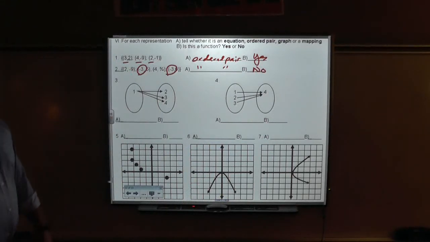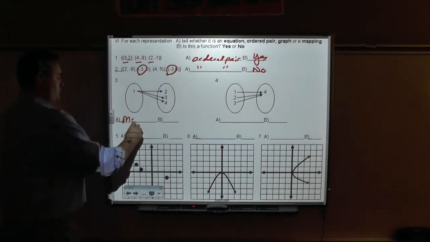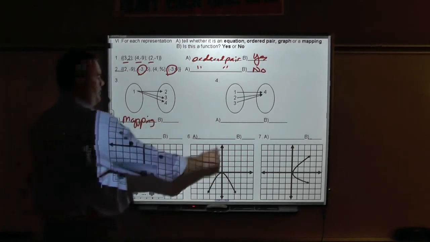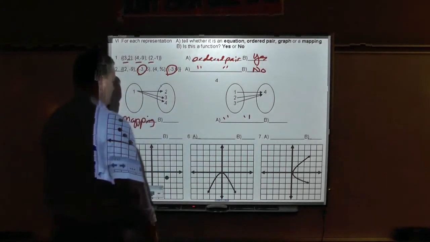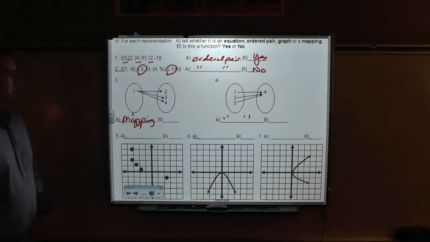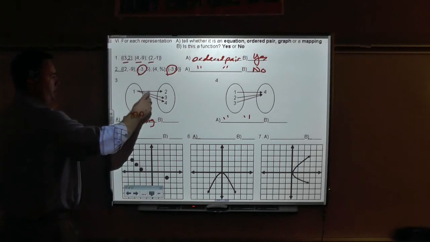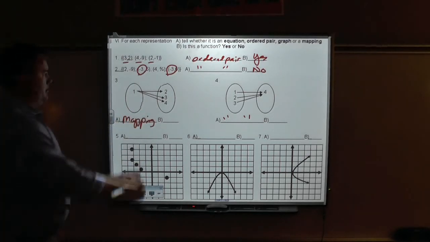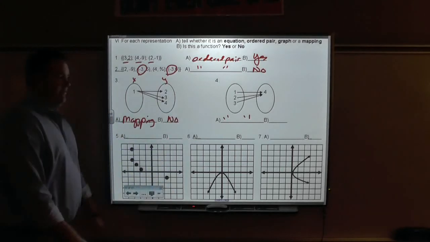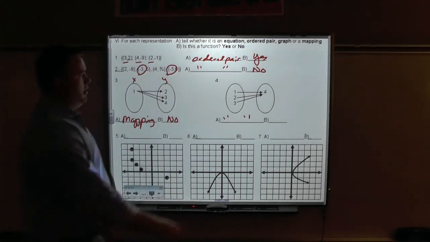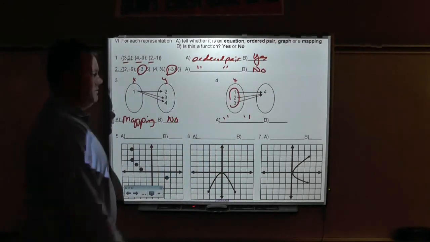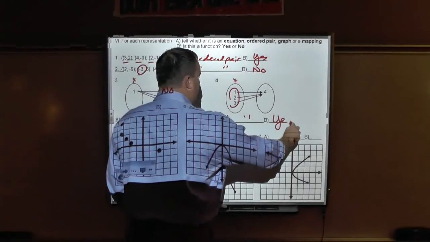On 3, known as mapping. And 4 is also mapping. Okay? If you'll notice here, you have 3 different arrows coming from that 1. That is your x-coordinate. This cannot be mapped. This cannot be a function. On 4, as long as 1 arrow is coming from each value of x, then it is a function.